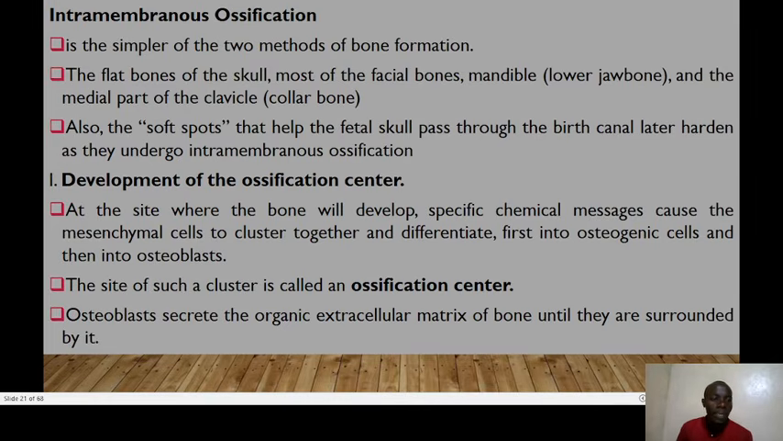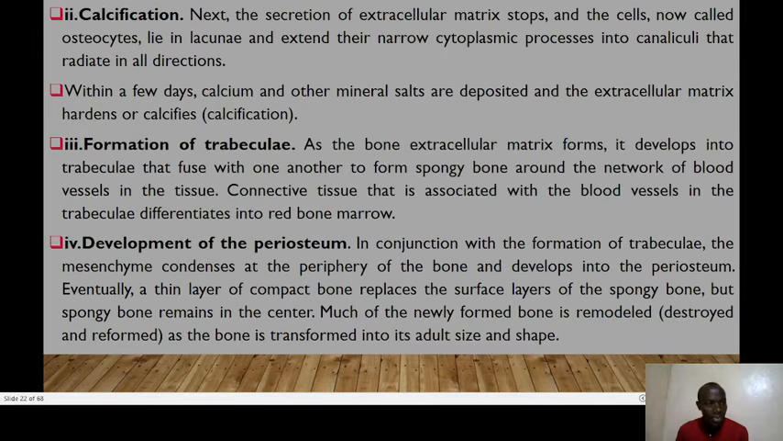Number one, we normally have development of the ossification center. So, at the site where the bone will develop, specific chemical messages normally cause the mesenchymal cells to cluster together and differentiate first into osteogenic cells and then osteoblasts. The site of such a cluster is normally referred to as the ossification center. So osteoblasts secrete the organic extracellular matrix of a bone until they are surrounded by it.